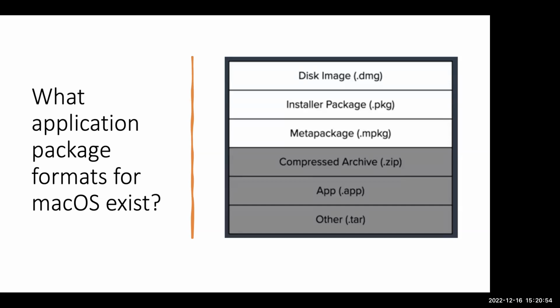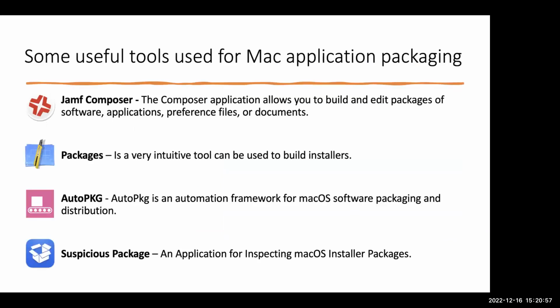Okay, let's move into the next slide. These are some useful tools that we use for macOS packaging. Jamf Composer is the most common one that we use for application packaging, and it allows you to build and edit a package of software, any application, preference files, or any documents. We can build any DMG file of an operating system using Jamf Composer. Well, it's required whenever we are deploying a new version of macOS.